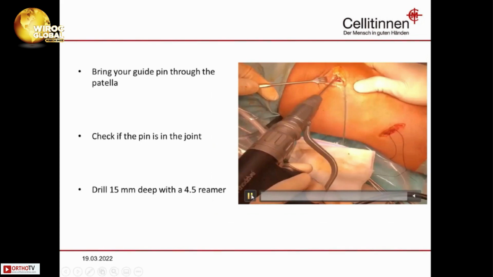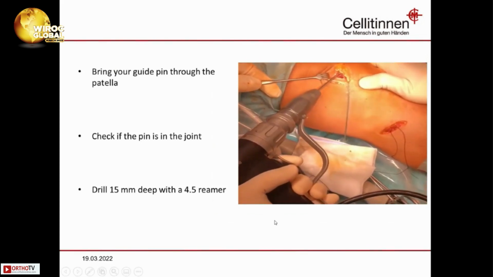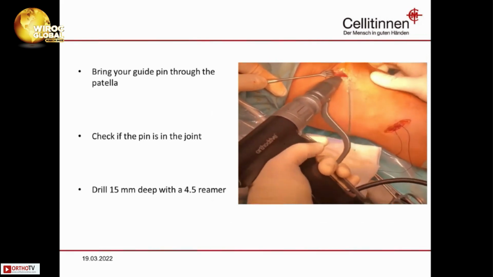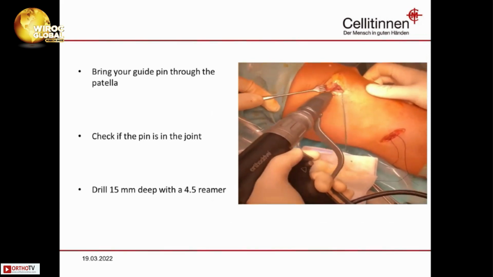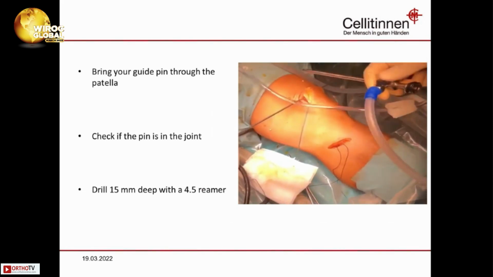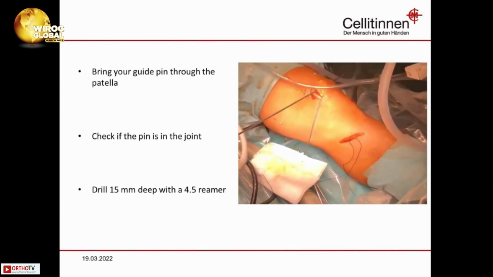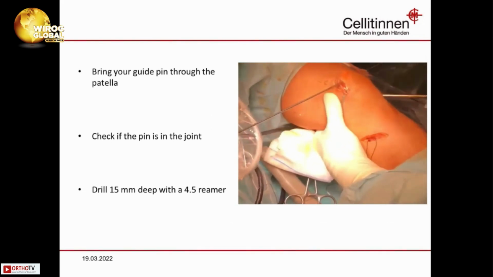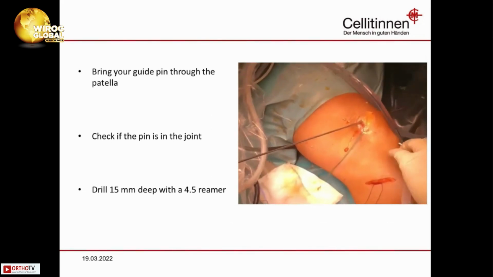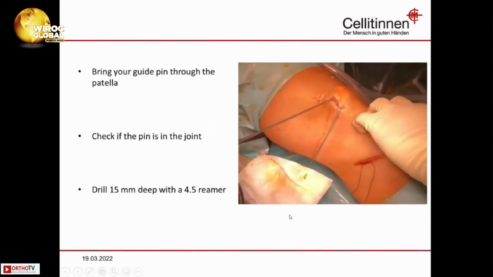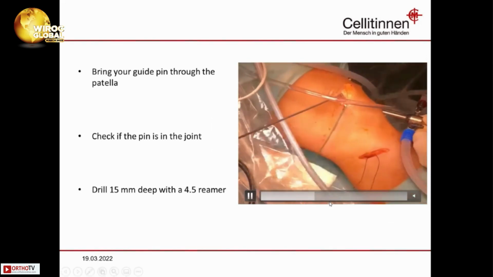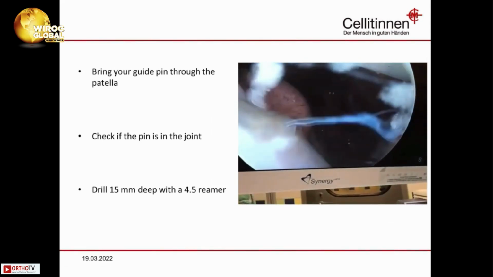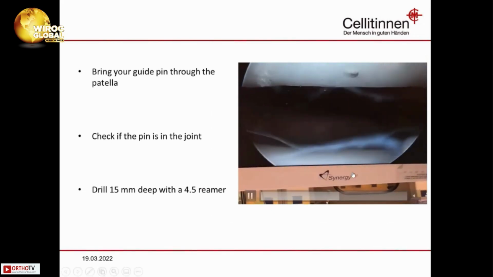Then what we do in the medial proximal third of the patella is, as you see here, we bring a guide, as we know from the ACL surgery. We do it transpatellarly, and then, to be sure that this guide is not in the joint, we can use our arthroscope and just have a look if it's in the joint. If it's in the joint, you have to reinsert it, of course.